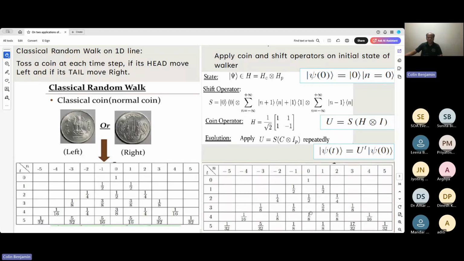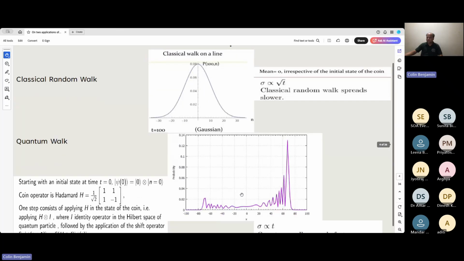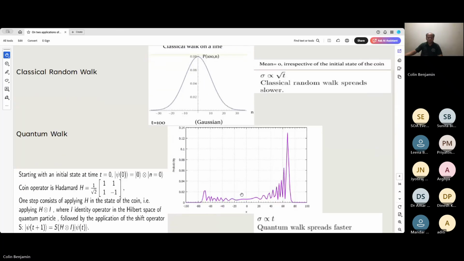But this hides a very important fact: while for the classical random walk the standard deviation goes as square root of t, where t is the number of time steps, the quantum walk spreads as t. That is, it's a much faster distribution as compared to the classical random walk. And this is the classical random walk at say 100 time steps, and this is the quantum random walk in the pink, which is also at 100 time steps. So the advantage that the quantum walk gives us is a very fast spread.